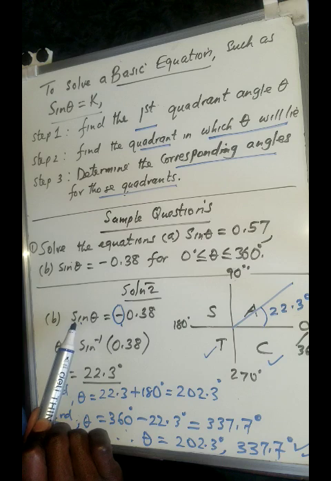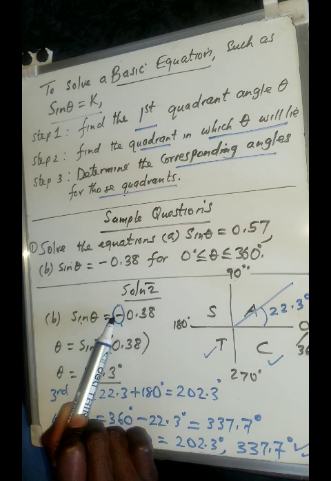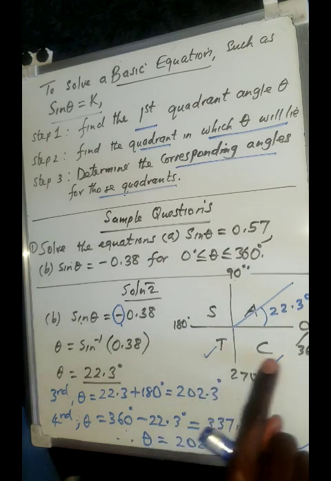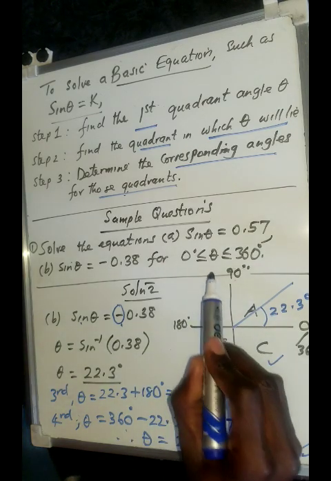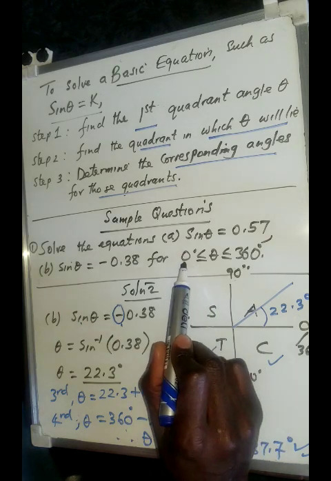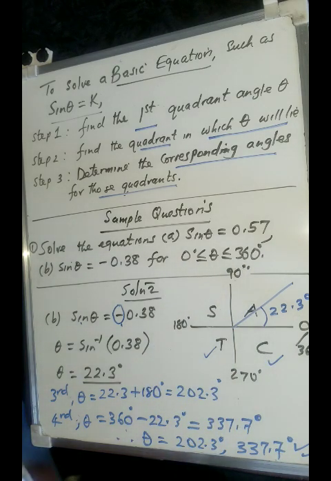Please remember, when you have a negative, they are telling you to get your angles where sine is negative. So sine is negative in the third and in the fourth quadrant. That is where our solutions lie. And according to what they have told us, the angles are between 0 and 360. So that is what they are telling us there.